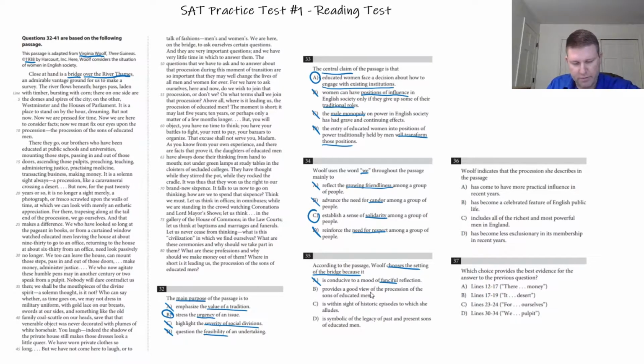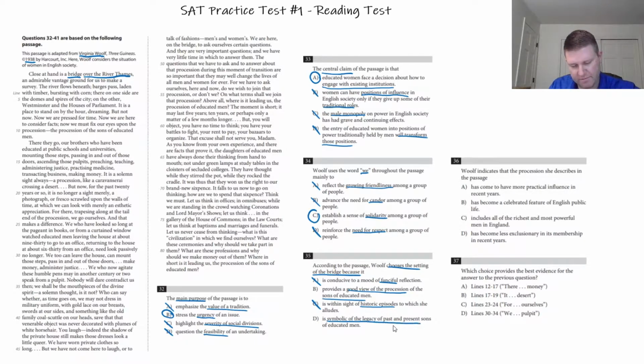And then B, provides a good view of the procession of the sons of educated men. Remember I said earlier she chose the bridge because she wanted to be able to point to it to the women and say, look, all those guys going to work, we're going to join them soon. So this is actually really strong. Let's eliminate the others. C, it's within sight of historic episodes to which she alludes. She's not talking about anything historical really, right? And so no. And then D, this is the one that people choose a lot.